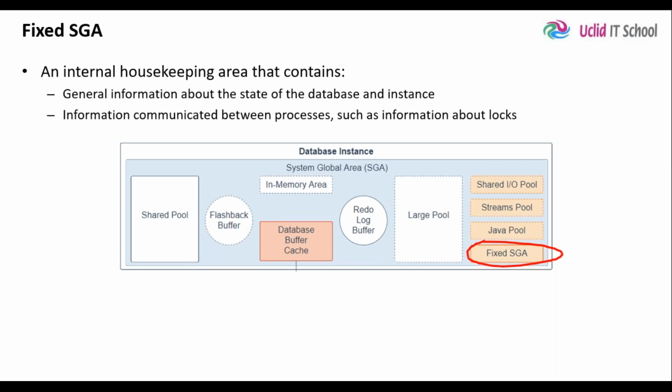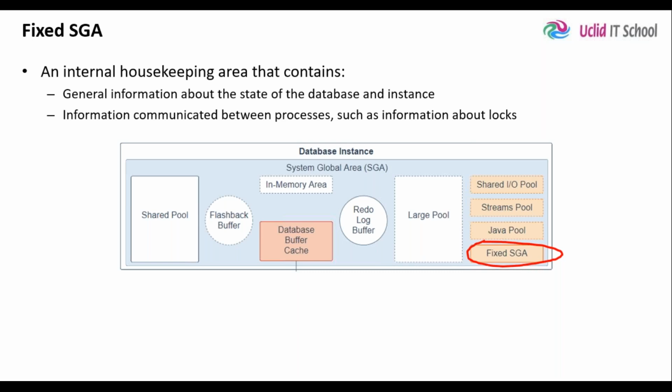Suppose one process holds a lock on a block. If another process needs to change that block, it cannot change it unless the lock is released by the other process. So it has to know which process holds the lock. The lock information, which is exchanged between various processes, is stored inside the fixed SGA.